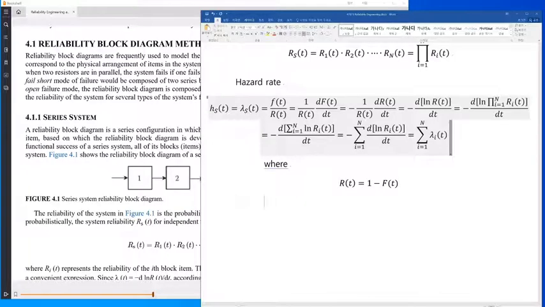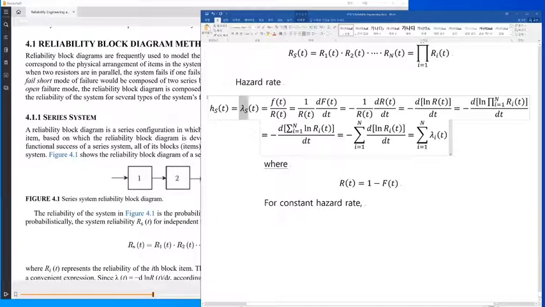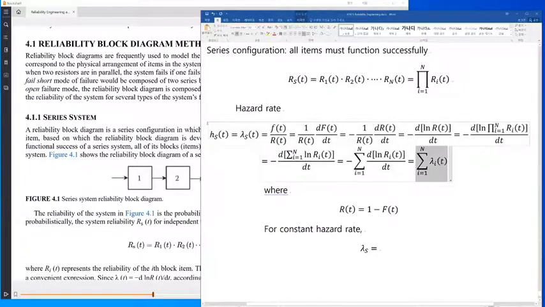If the hazard rate is constant, then lambda_i will be a constant. So in that case, lambda S will also be a constant. So lambda S is going to be simply the sum of the lambda_i's.